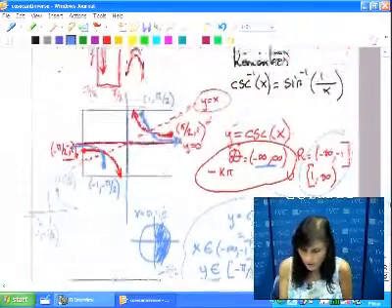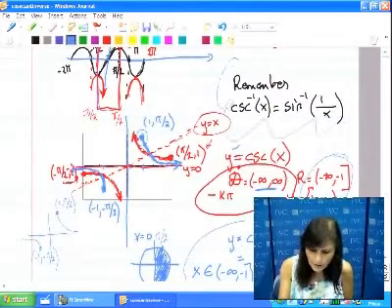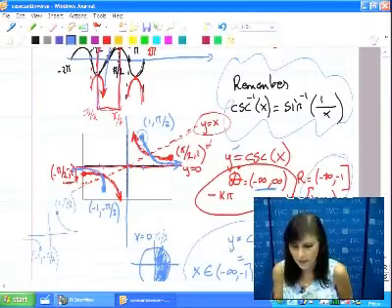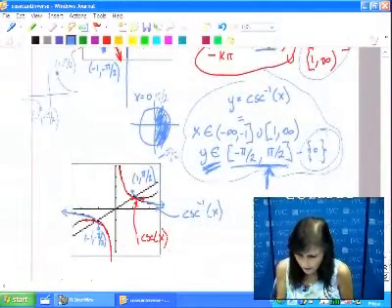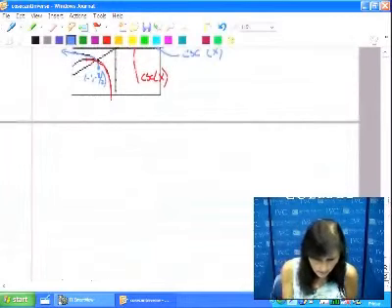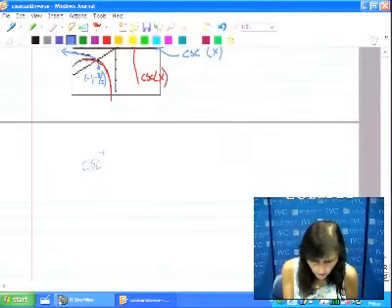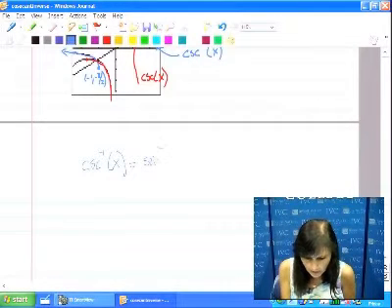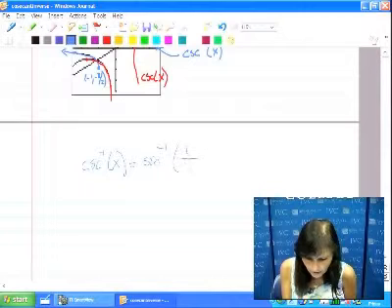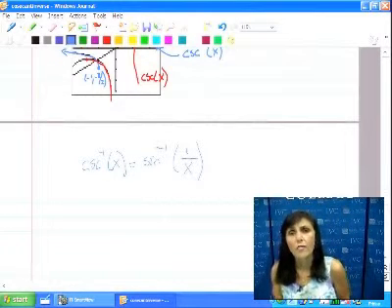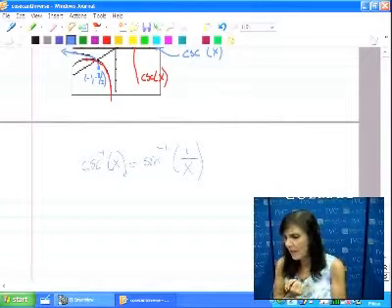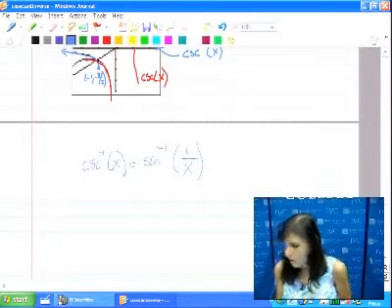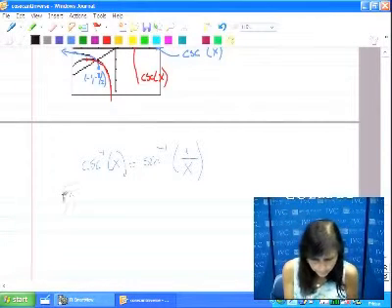The other thing you need to remember is this identity, because the cosecant inverse is not built into your calculator. So remember that cosecant inverse of something is going to be sine inverse of 1 over that something. Okay? So that you can use the sine inverse button and then get the cosecant inverse answer. Alright, so let's look at this example.